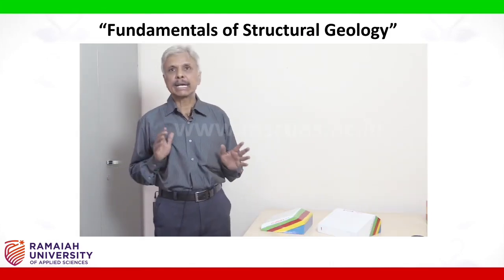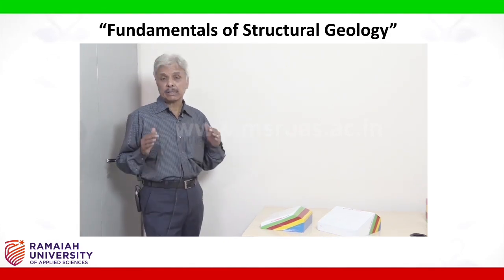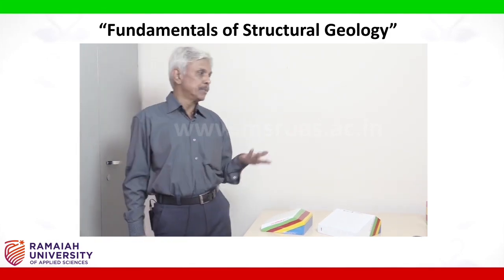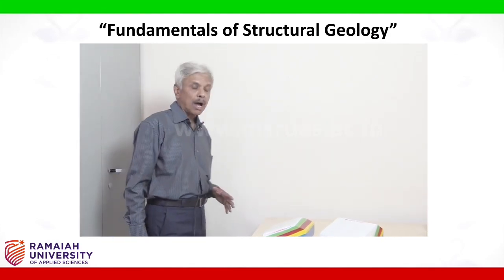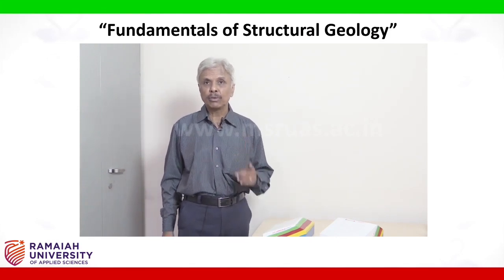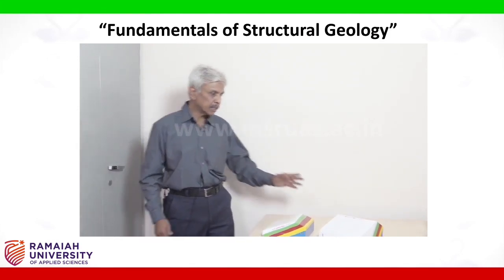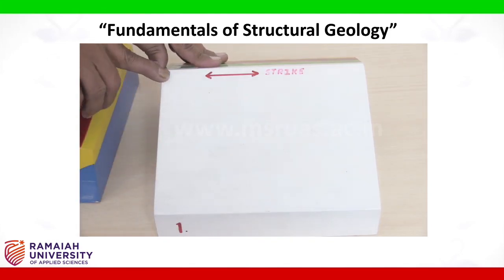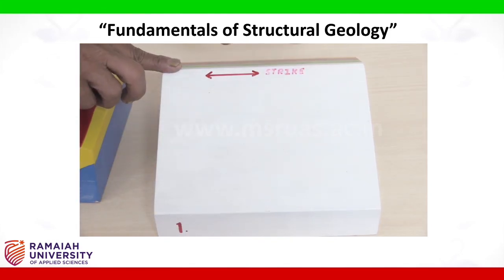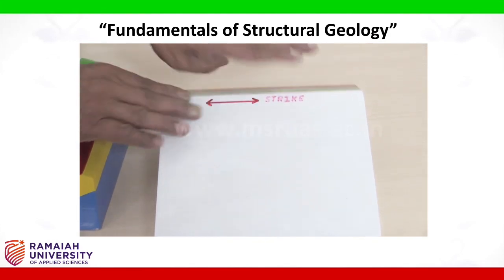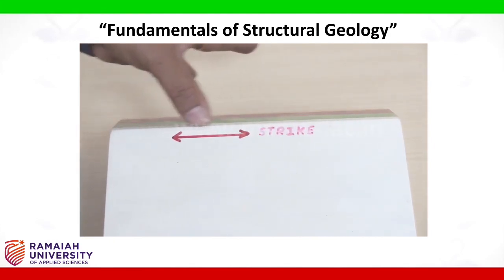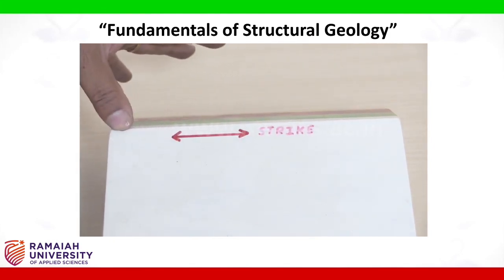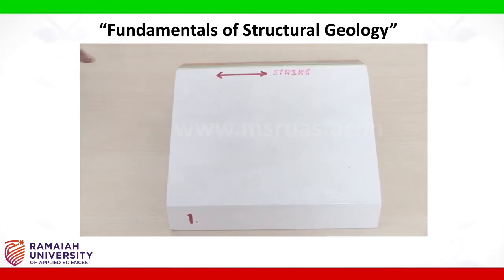Now we discuss strike and dip. All the geological structures, maybe faults, folds and the bedding characteristics, are described in terms of strike and dip. What is strike? Strike is the direction of the line of intersection between the horizontal plane and the inclined plane. This line is the strike of the bed. Strike is always measured with reference to the north.